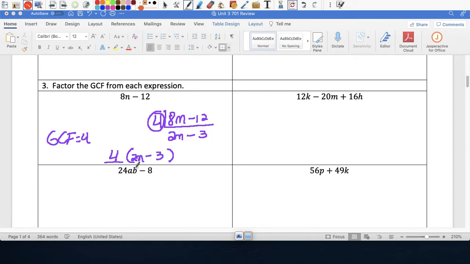So if you want to check, 4 times 2n is 8n. 4 times negative 3 is negative 12. So this is my answer right here.